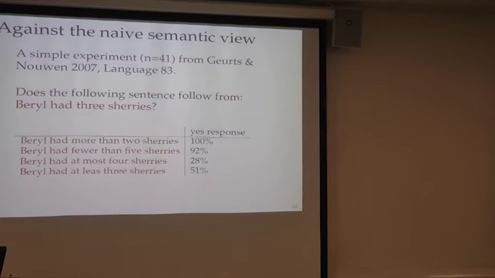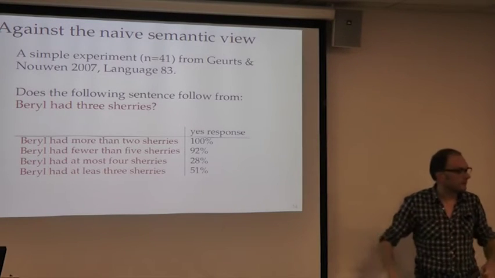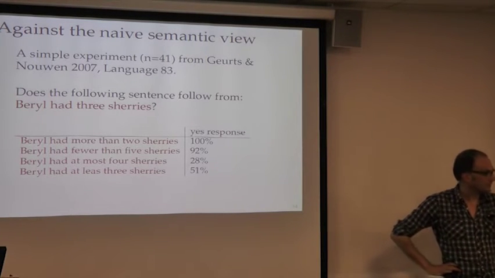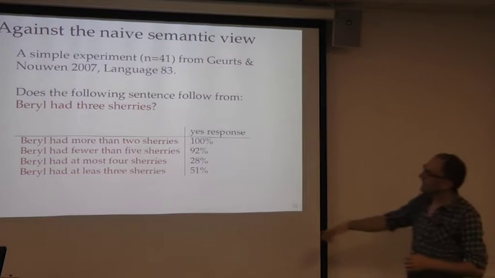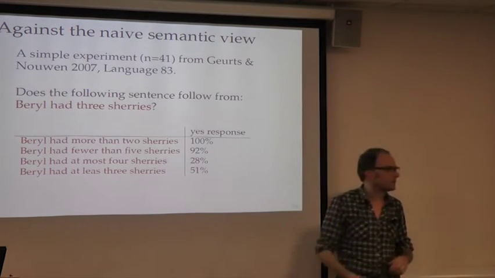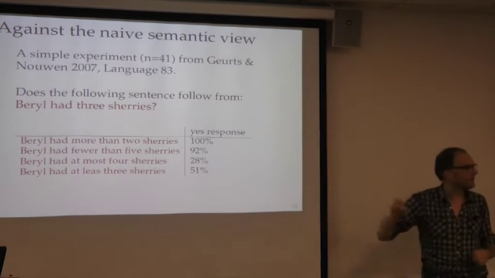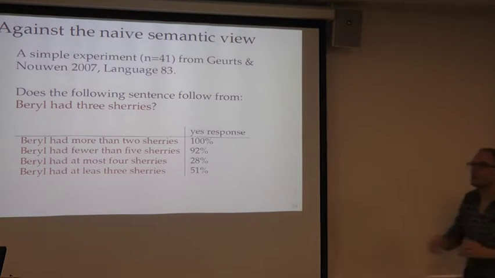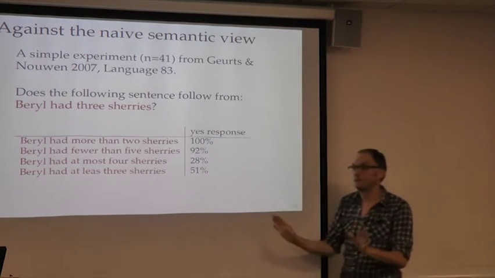Why this split, actually? Because if you look at the proposal, this should be 0%. Right? So from my proposal of semantics, I would be able to account for why you have this intuition. Because your intuition, according to my semantics, should be that this says that she might have had 4 sherries. But the premise says she didn't. We changed this later to exactly 3 sherries, and the results are exactly the same.